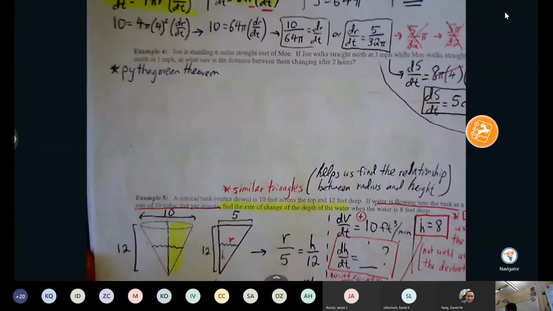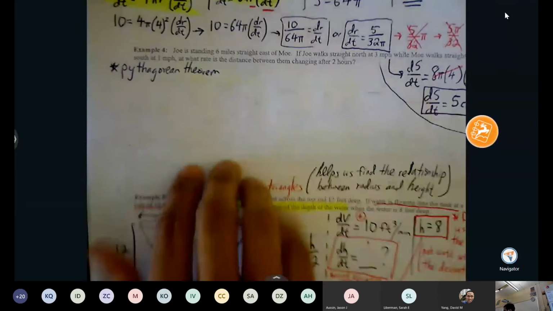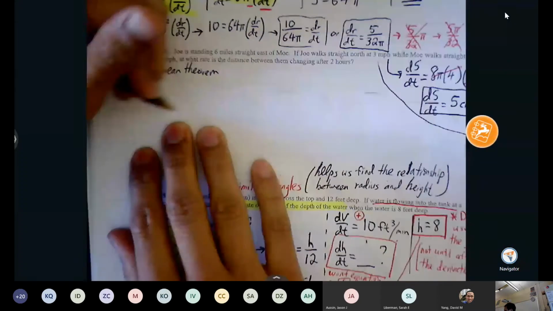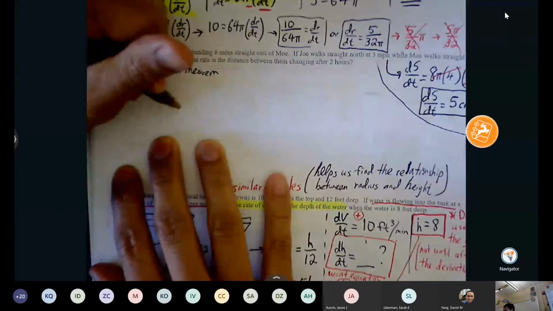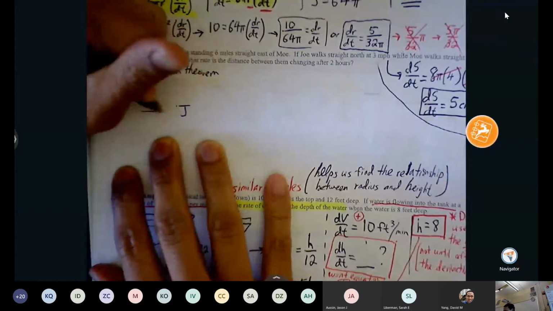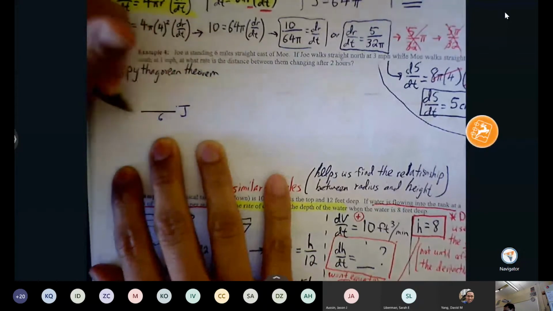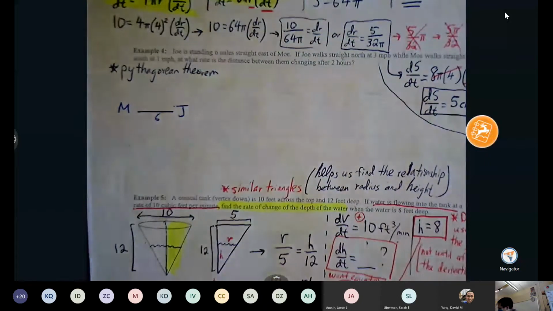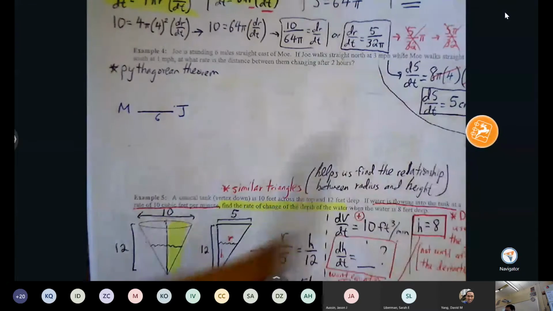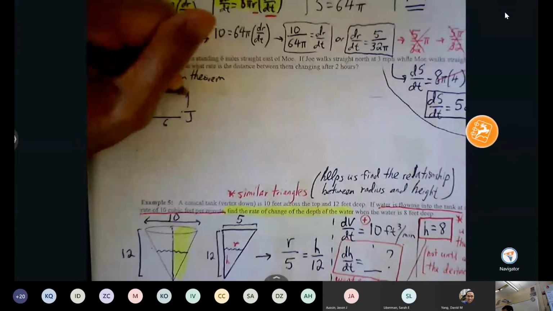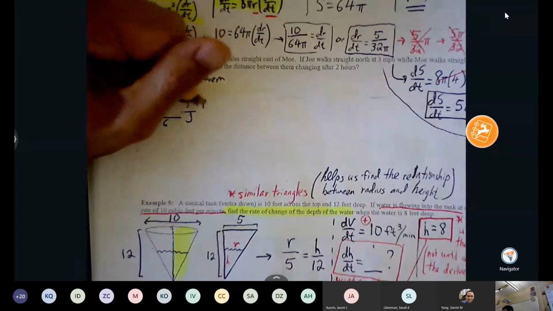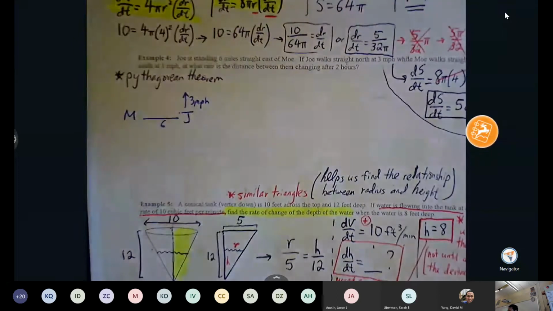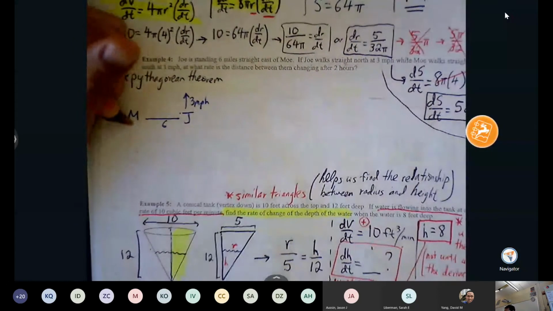All right, so number 4 here. We have Joe standing 6 miles east of Mo. So we have Joe initially standing 6 miles. Joe is walking north at 3 miles per hour. And Mo is walking south at 1 mile per hour.